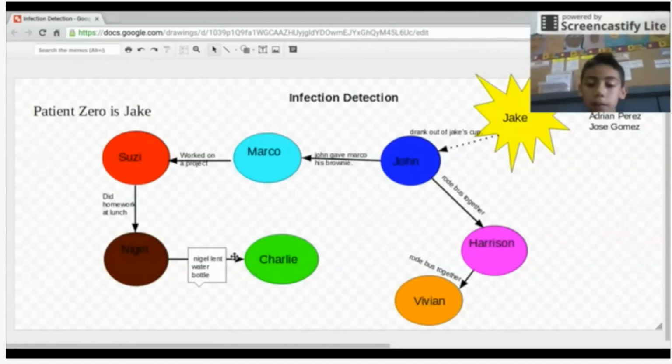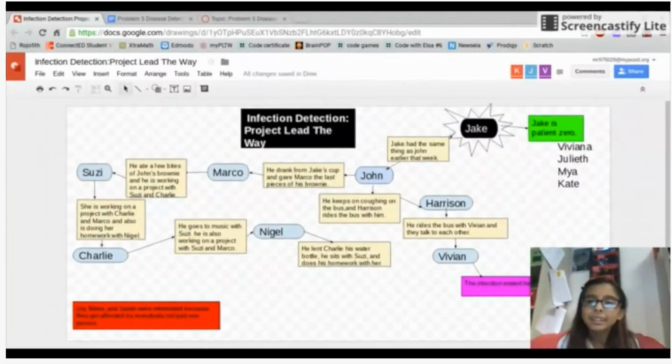Charlie his water bottle. And then the other way, John rode the bus with Harrison, and that made him infected, and Harrison rode the bus with Vivian, which also got her infected. Jake is patient 0. Jake had the same thing as John earlier that week.